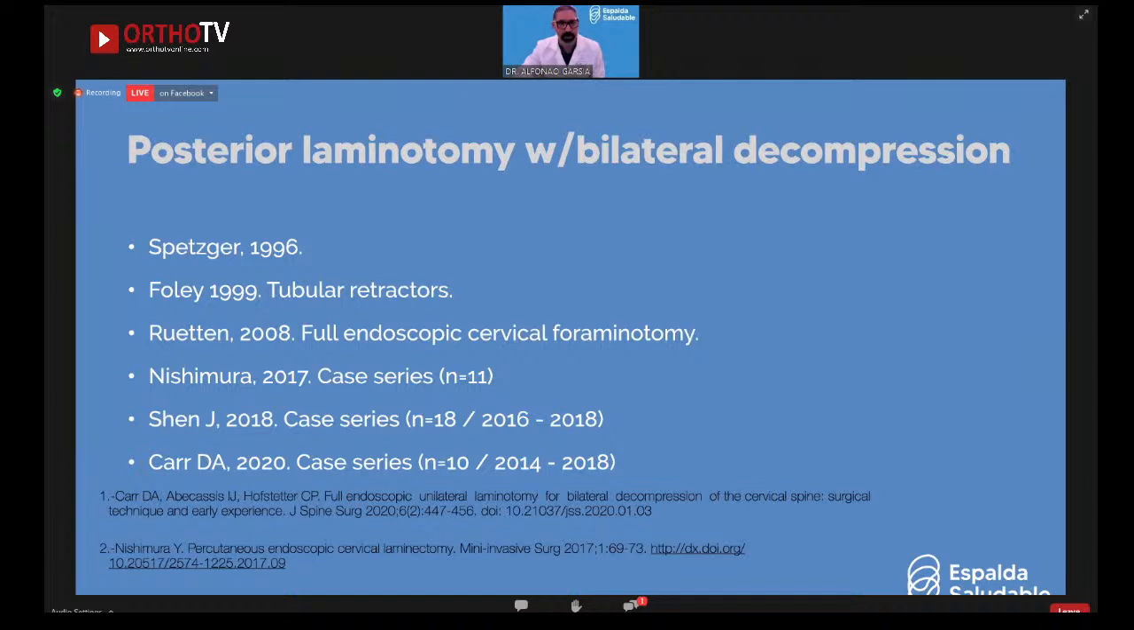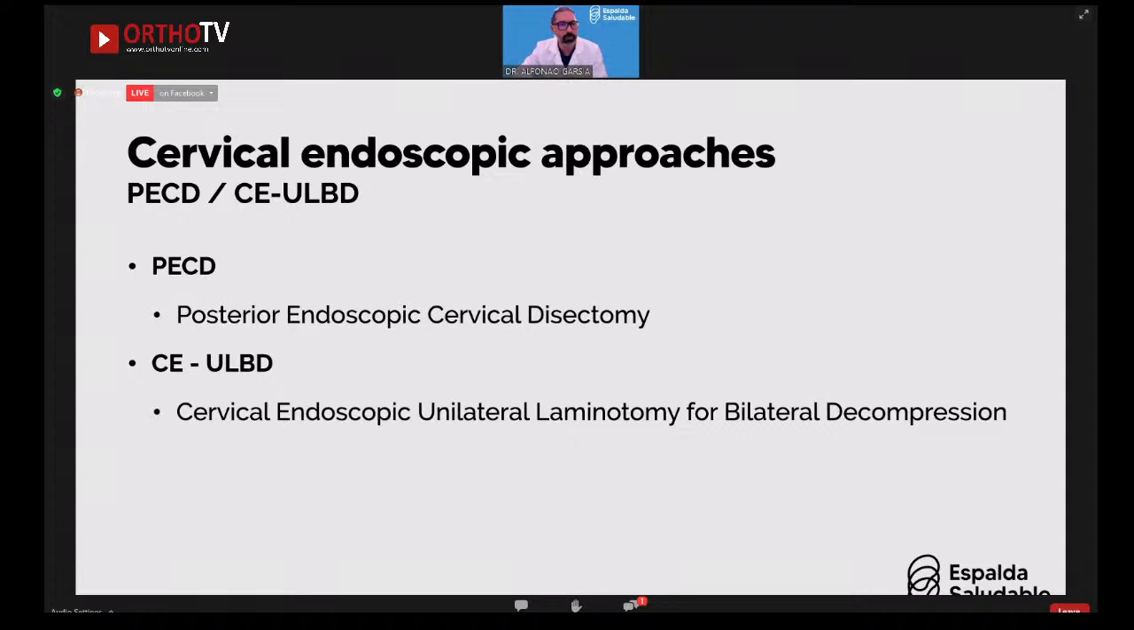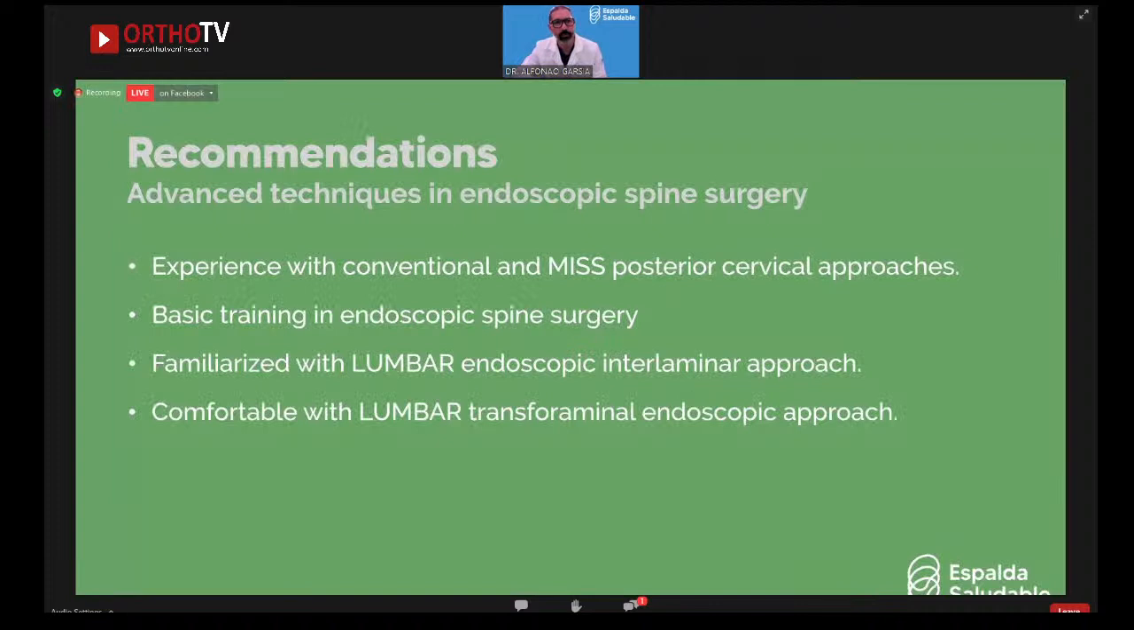So tonight we are going to review very briefly the posterior endoscopic cervical discectomy and the cervical endoscopic ULBD, which stands for unilateral laminotomy for bilateral decompression. One personal recommendation is to be very clear that these are advanced techniques in endoscopic spine surgery. And I have found through the years that the single most important issue in performing a very safe endoscopic spine surgery is to be familiar with the instruments. Instrument handling is a key concept you have to dominate before you can develop further into being an excellent endoscopic surgeon.